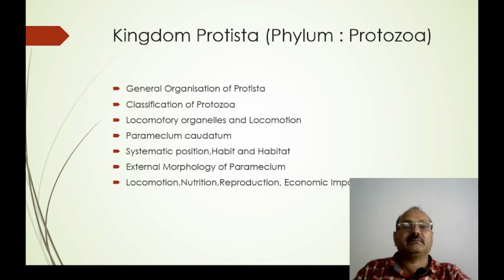The first kingdom, Protista, includes the phylum Protozoa. These protozoans show a general organization. The classification of the protozoa is based on organelles and locomotion in protozoans. For example, Paramecium. All are microscopic organisms.